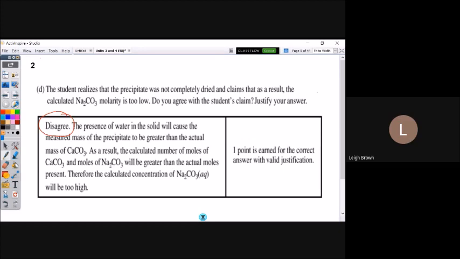So that would cause the moles to be overinflated or be too great, and therefore the moles of both. What they were looking for here, I actually graded this question last year. They were looking for you to say mass was too great, which caused these moles of calcium carbonate and sodium carbonate to be too great, so the concentration is too high.